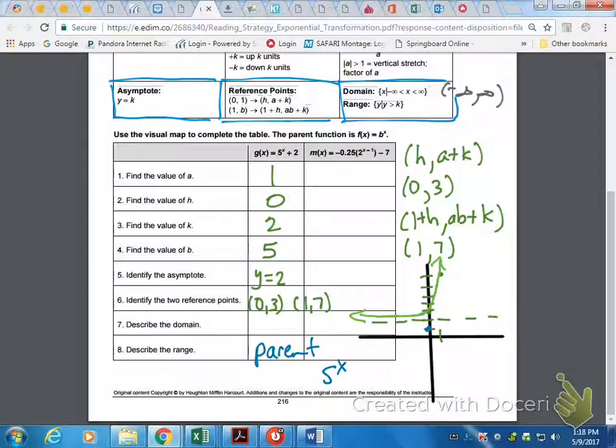And then when x equals 1, what is your y? 5. That's right there. And for the parent, the horizontal asymptote is sitting where? At 0. So at y equals 0. Yes, thank you. So here's your parent.